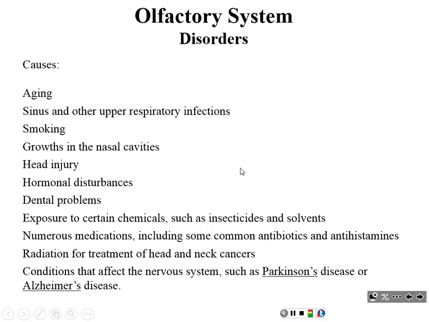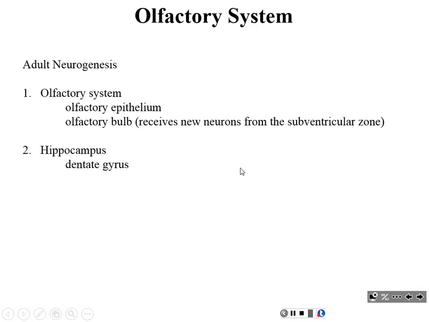Medications, some antibiotics and antihistamines. Again, radiation in the area of the neck for treatment of cancer. And as I mentioned before, conditions such as Parkinson's and Alzheimer's can affect the sense of smell. Luckily, the sense of smell recovers. There is what is called adult neurogenesis. I'm going to probably get back to this later on in the course when we talk about development.